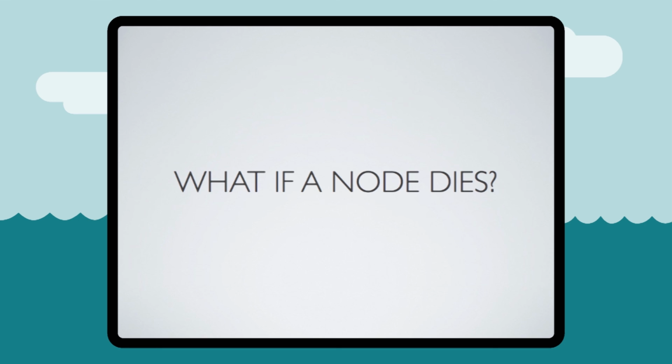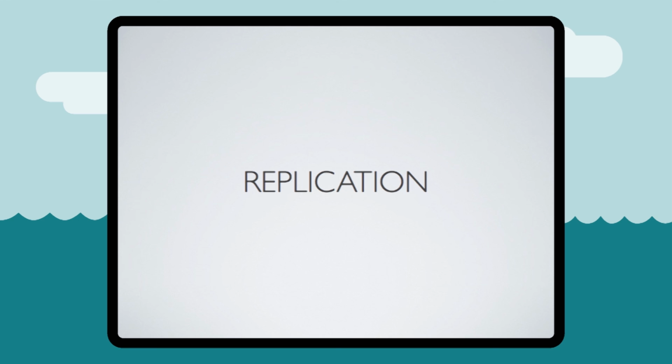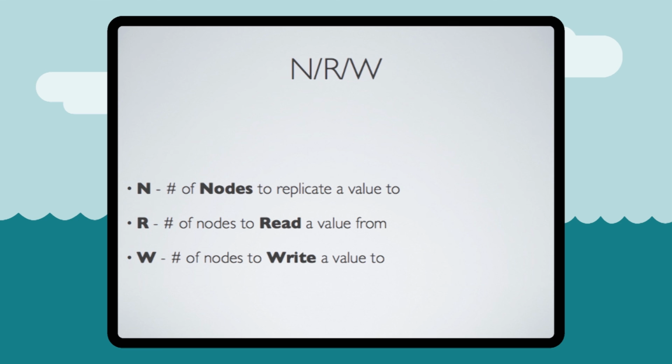But what if a node dies? If a node goes down still, as you had asked, we lose all the keys in that partition. The obvious answer is replication. Now if you're familiar with Cassandra or anything like that, NRW values. N is the number of nodes you want to replicate to. R is the number of nodes that you want to read a value from when you do a read. You have the option of reading from any number up to N.